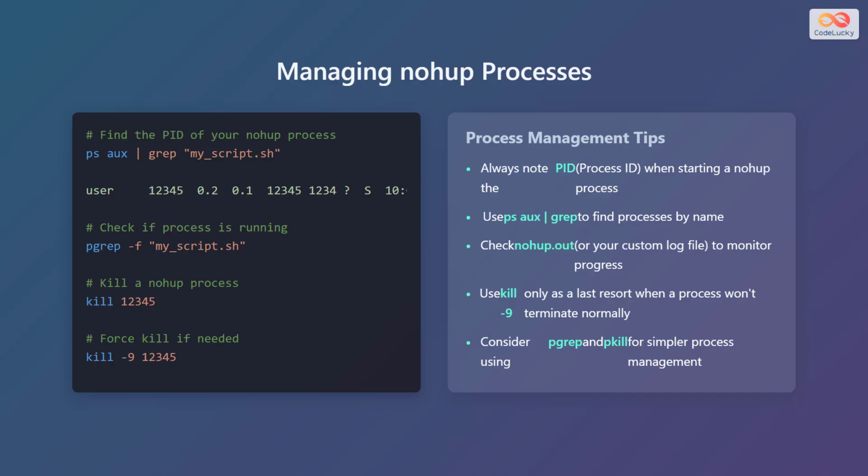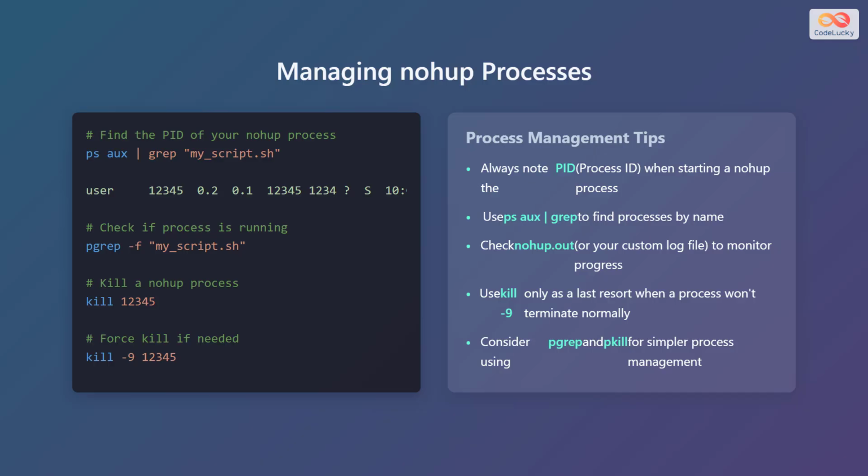To terminate or kill a nohup process, use the kill command followed by the PID. For example, kill 12345. If the process doesn't terminate normally, you can force kill it using kill -9 followed by the PID, but use this as a last resort.